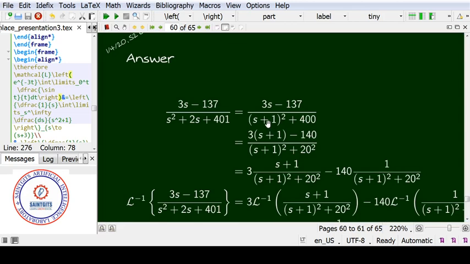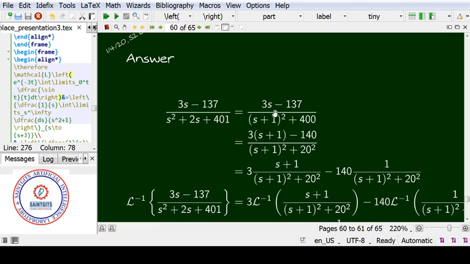Actually, I write the denominator first. 3s minus 137 by, I complete the square. I take half of the coefficient of s. Half of the coefficient of s is 2 by 2, that is 1. And add and subtract the square of that term. Half of 2 is 1, take the square, 1, add and subtract. When I add here, I get s square plus 2s plus 1, that is s plus 1 whole square. When you subtract it, we get 401 minus 1, that is 400.